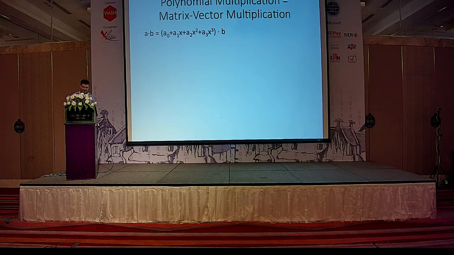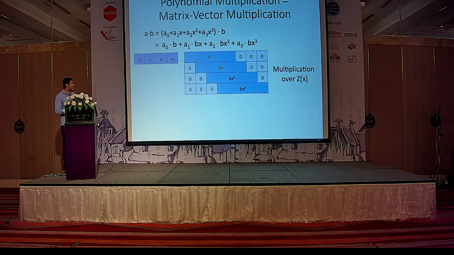I'm not saying anything deep. If you haven't seen this, maybe it's new, but otherwise it's kind of trivial. So you write A times B as A0 times B, A1 times BX, A2 times BX squared, etc. And you can write that as a matrix vector multiplication by putting a row vector of the coefficients of A here, and then the coefficients of B go here. Then BX is just the coefficients shifted, and BX squared is like this, BX cubed like this. You put zeros here, so it's a product of a vector by a matrix. Okay, so that's polynomial multiplication.